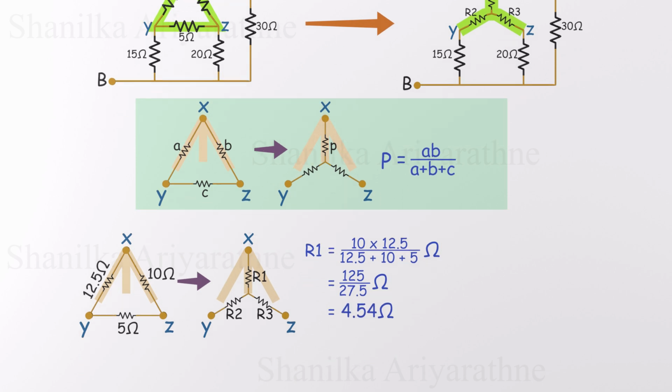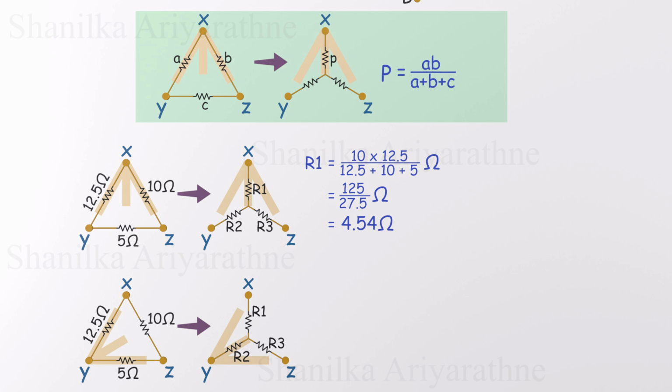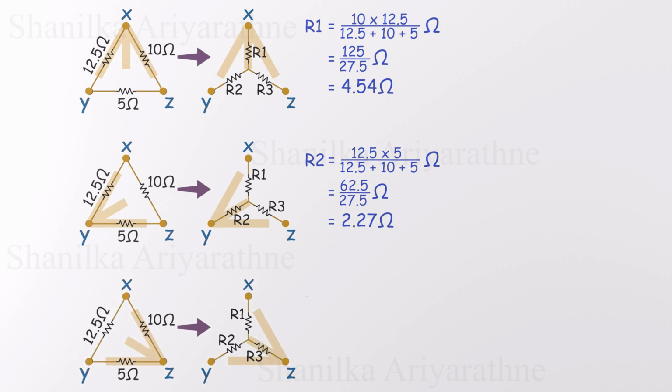Next is R2, connected to node Y, where the 12.5 ohm and 5 ohm resistors meet. Following the same process, we get R2 approximately equals 2.27 ohms. Finally, we calculate R3, which sits at node Z, connected to the 10 ohm and 5 ohm resistors. Multiply, divide by the total, and we find R3 approximately 1.82 ohms.